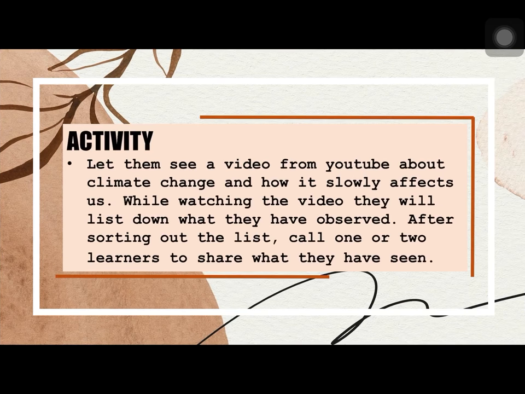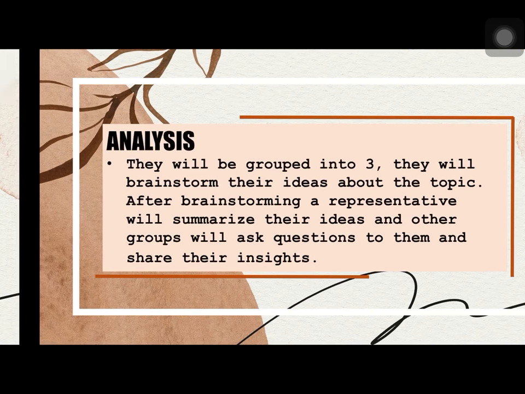Activity: let them see a video from YouTube about climate change and how it slowly affects us. While waiting for the video, they will list down what they have observed. After sorting out the list, call one or two learners to share what they have seen. So let's make this more responsive. So we're going to call different individuals to share.